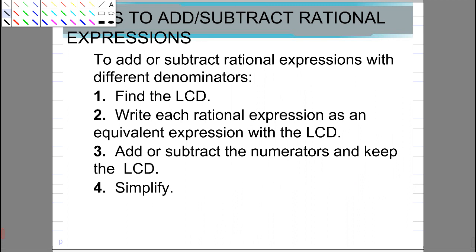Alright, so a nice little summation. When you add and subtract, find the least common denominator. And I physically actually write LCD is, okay, make sure you do that. Write each expression as an equivalent expression with that LCD. So multiply by whatever's missing to make sure that you have the least common denominator in every term. Then add and subtract the numerators and keep that denominator. And then, of course, simplify.